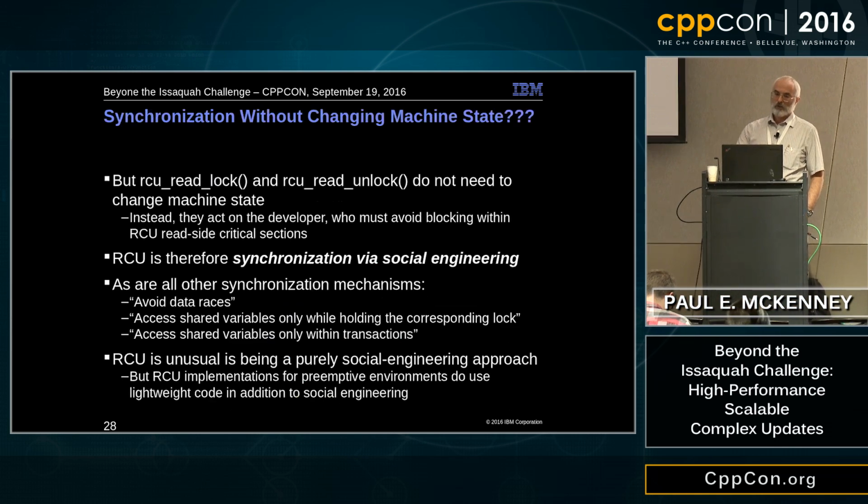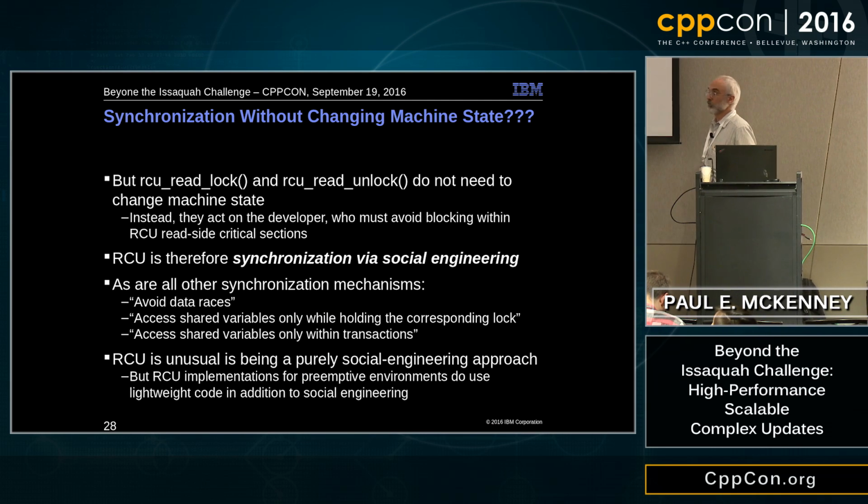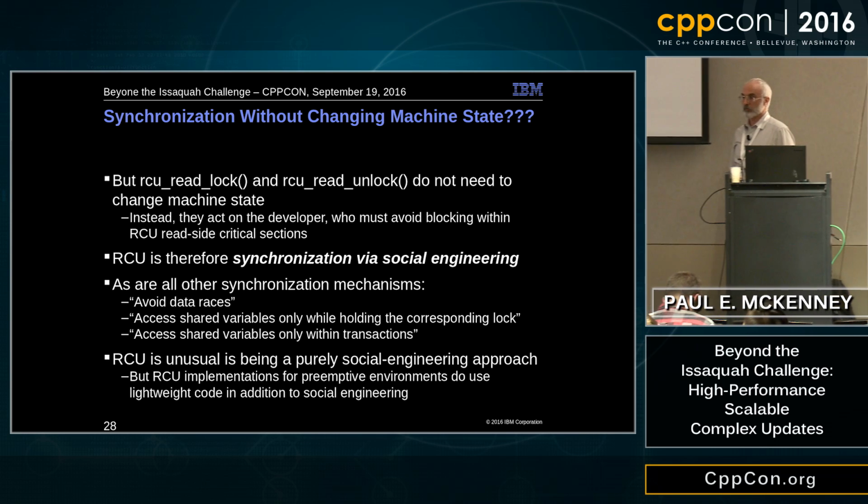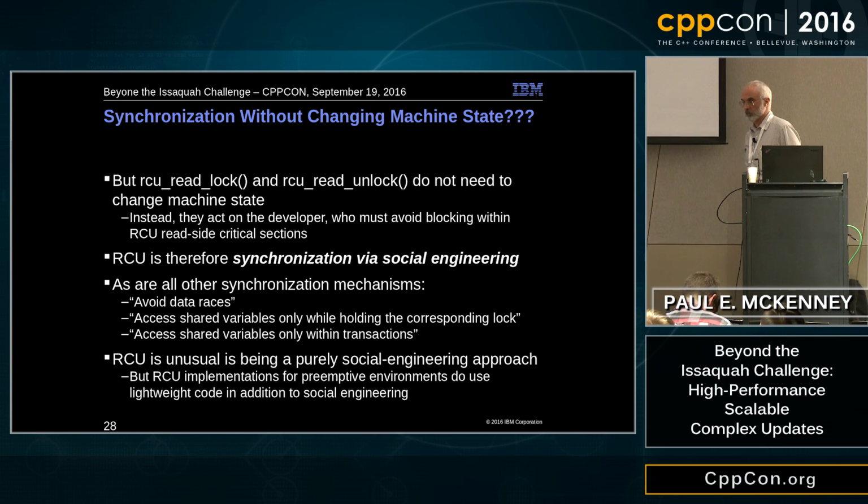Okay, and what that means is that the main thing is in the middle there. RCU is synchronization via social engineering. The primitives, in the most aggressive case, opt in the developer, who has to refrain from blocking. If he does RCU read lock, he has to not block until he gets to the RCU read unlock. Just like all the other synchronization mechanisms, if you are going to use transactional memory, you'd better have all the relevant accesses in a transaction. If you don't, it won't work, okay?